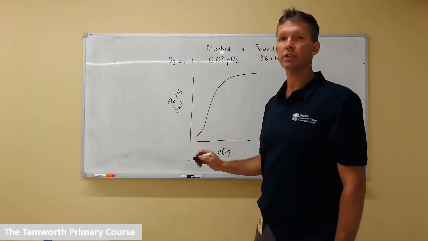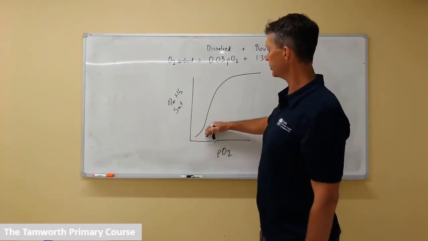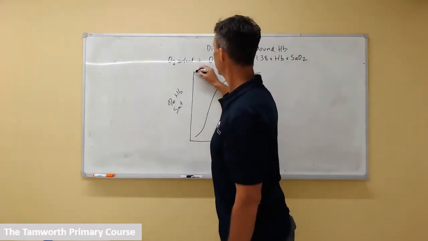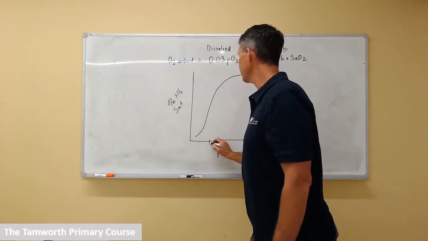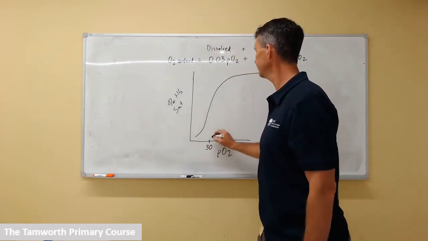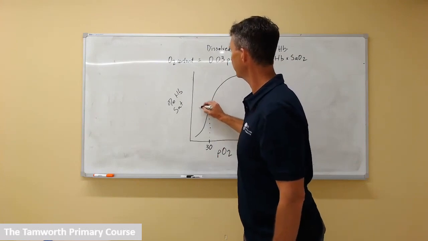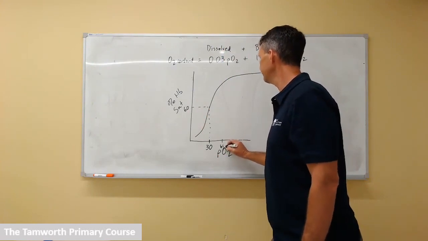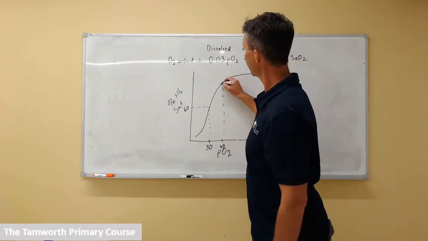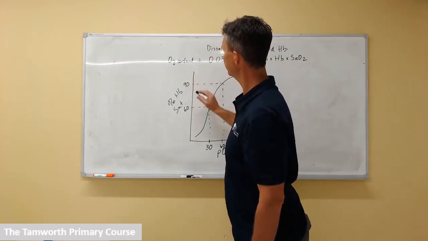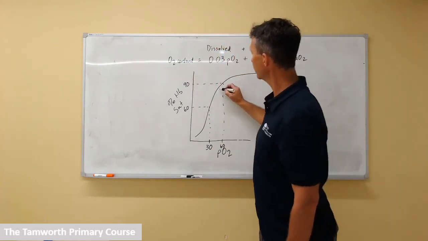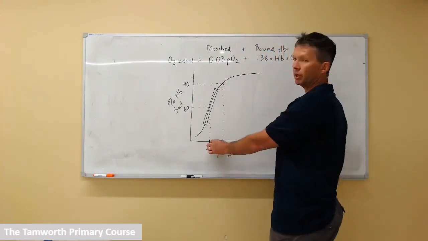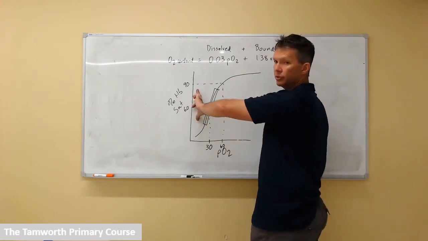The curve has a unique shape in that there is a steep portion of the curve and a relatively flat portion of the curve. At a PO2 of 30, hemoglobin is roughly 60% saturated. At a PO2 of 60, hemoglobin is roughly 90% saturated. The steep portion of this curve describes a situation where small changes in PO2 result in large changes in saturation.